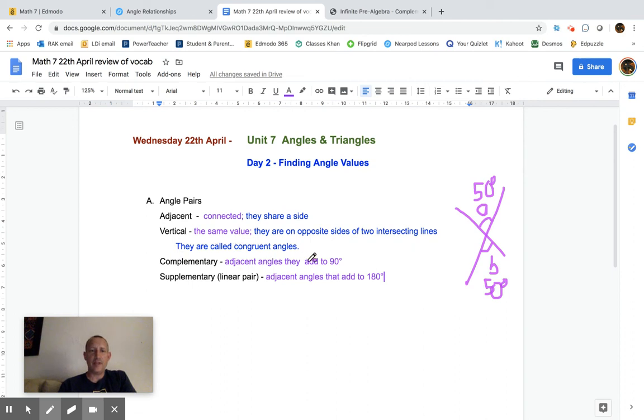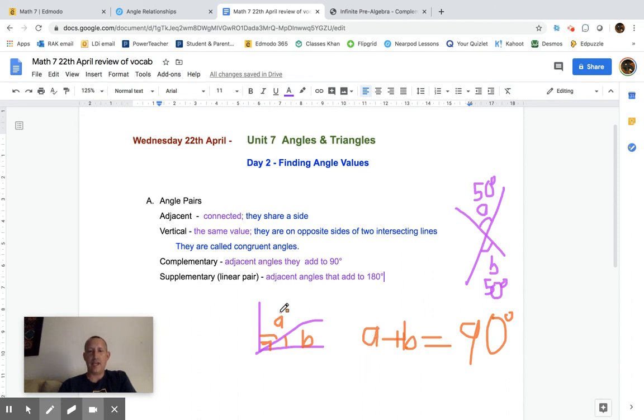Then we have complementary. Complementary means two angles add up to 90 degrees. So let's say we had two complementary angles. And let's say one of them was here and the other one was there. Well, they're going to add up to be 90 degrees. So A plus B equals 90. So what we can do is we can make an equation. We can go A plus B equals 90 degrees.